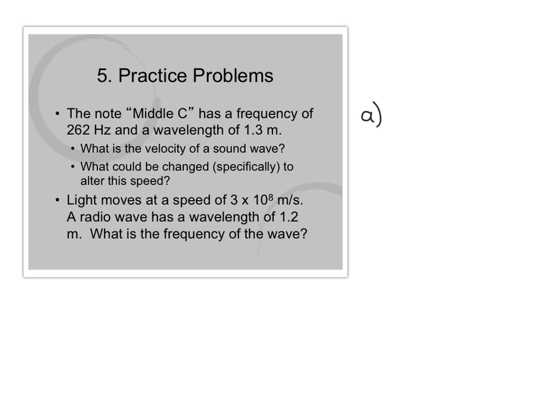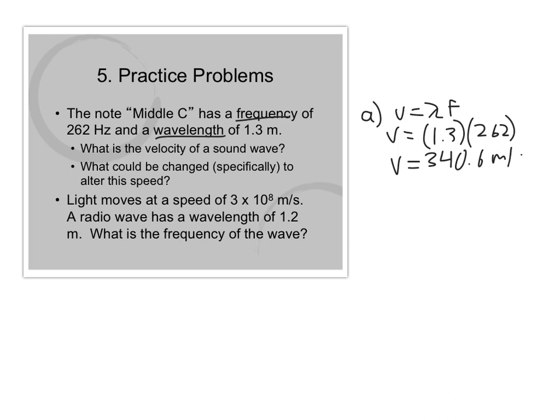All right, let's work through two quick practice problems here with this. So for the first one, we're told the frequency and wavelength of a wave, and we want to know what the velocity of that wave is. So we can say velocity is just wavelength times frequency. So it's going to end up being 1.3 times our frequency here of 262. And that gives us a velocity for a sound wave of 340.6 meters per second, which is, depending on the temperature, the approximate velocity of sound through air, so about 1/4 mile per second almost. And then we want to know what could be changed specifically to alter this speed.